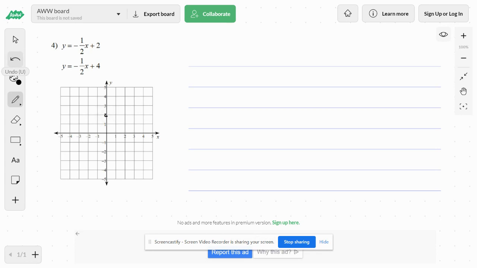Right there. And a slope of -1/2 means go down 1, right 2, down 1, right 2, or up 1, left 2, up 1, left 2 if I reverse that slope. So that's a line that looks like this.